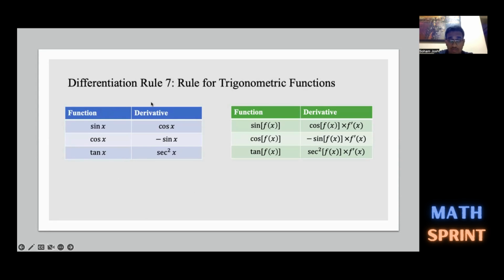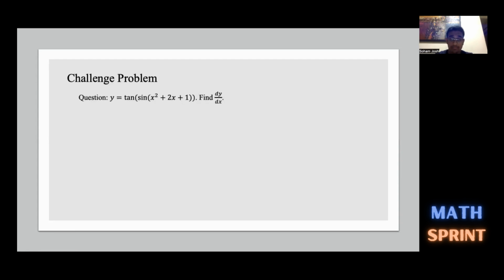Now, differentiation rule number 7, the rule for trigonometric functions. This is the last rule that I'm going to be dealing with for this video. I think these two tables are a bit self-explanatory. The trigonometric functions in the left table are in terms of x, and the trigonometric functions on the right table are in terms of another function f of x. So here the chain rule is applied when differentiating with the trigonometric functions in terms of another function.